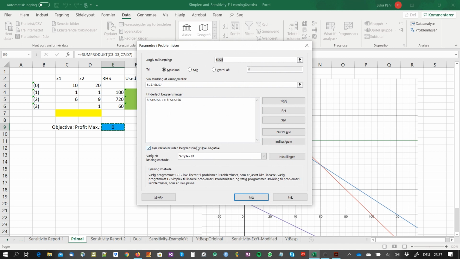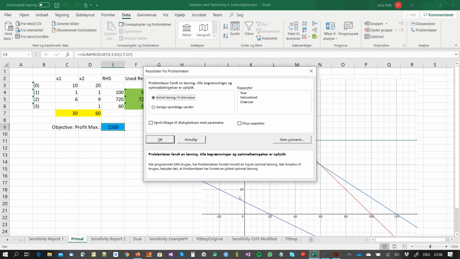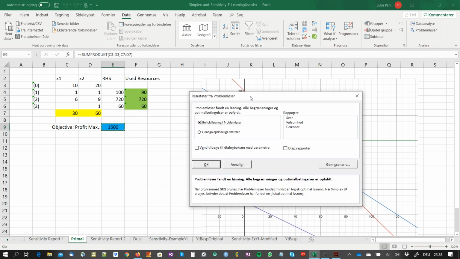So now we want to define our decision variables non-negative, and we want to use the simplex algorithm to solve this problem. When we are done with that, we see that this is actually the optimal solution that we have found also by applying the simplex algorithm in the tableau form by hand.